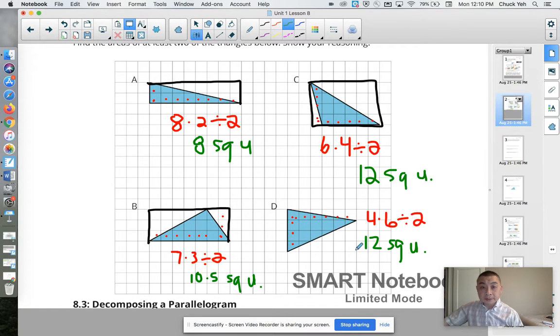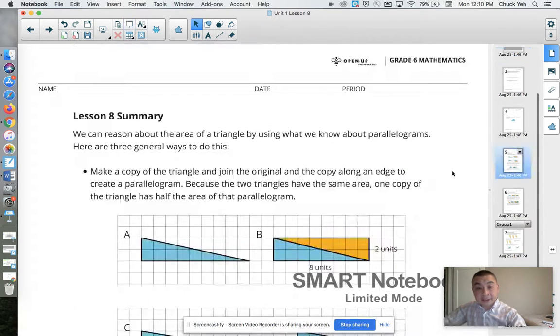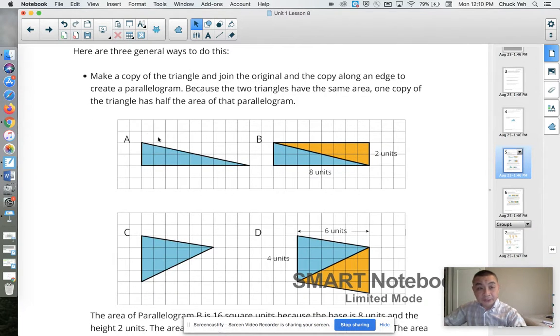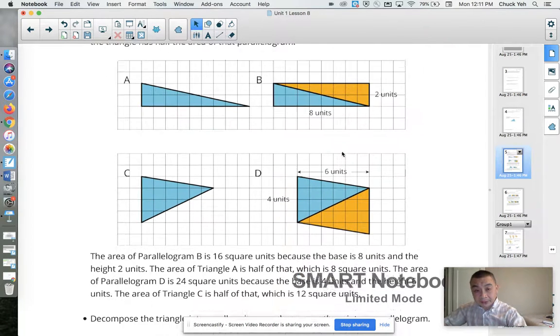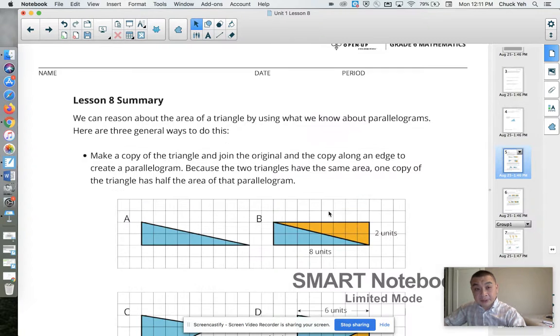So we cool? If you have any questions, please send me a message on Canvas, or if you need any extra help, let me know. So the big takeaway from this is that there's 3 ways to reason about the area of a triangle. One, we can make a copy of the triangle. Okay, so we can make a copy and then place it on the other side, and now we have a rectangle. We can put this right underneath, so now we have a parallelogram. So we can make copies of the triangle.